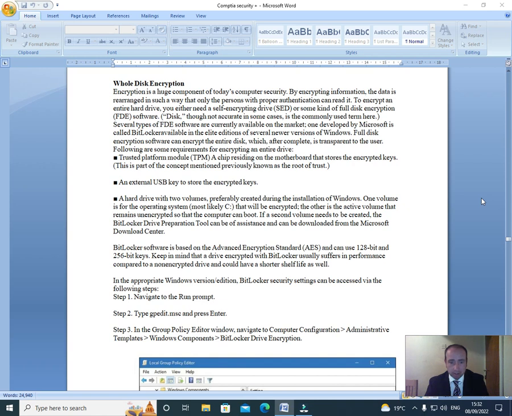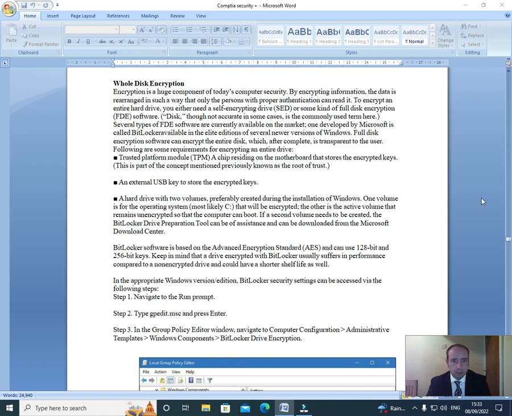One developed by Microsoft is called BitLocker, available in the Elite edition of several newer versions of Windows. Full disk encryption can encrypt the entire disk, which after complete is transparent to the user. Following are some requirements for encrypting the entire drive. Trusted Platform Module (TPM), a chip residing on the motherboard that stores the encrypted keys. This is part of the concept mentioned previously, known as the root of trust.